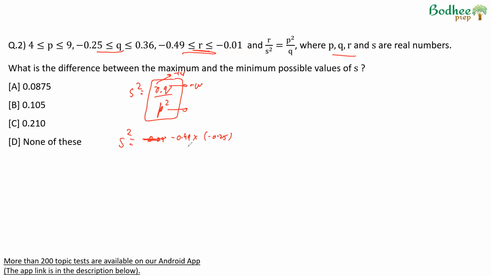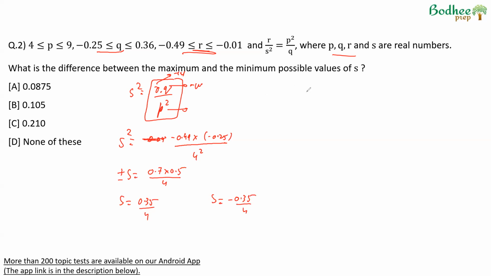Most negative value. Taking the square root will increase the value of the number. 0.16, if we take the square root, it will be 0.4, and 0.25 will be 0.5. Divided by the smallest value for P, which will be 4. And therefore, if we take the square root, we get plus minus S is equal to, this becomes positive, so 0.7 into 0.5 by 4. And therefore, maximum possible S will be 0.35 by 4, and minimum possible S will be minus 0.35 by 4.